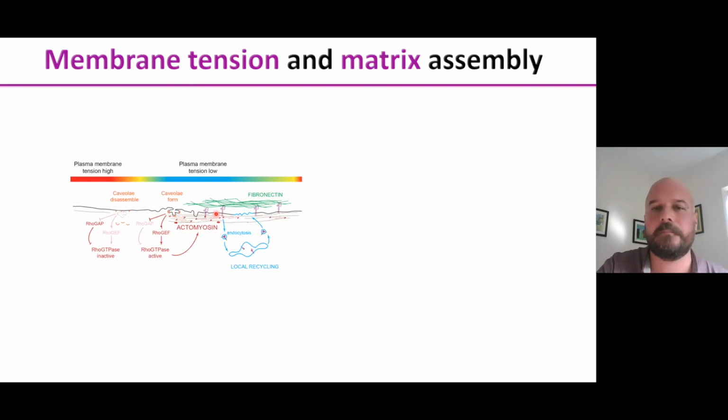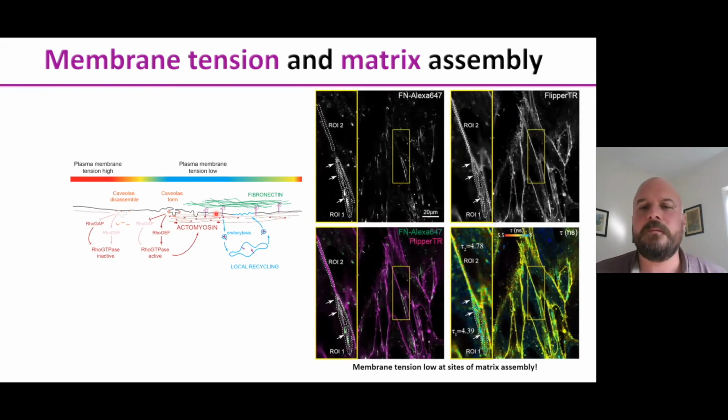So we first of all used FLIPper-TR to try and understand if there are differences in membrane tension in CAFs that are assembling matrix. So here in the top left, you can see cells assembling a far red labeled fibronectin that we've given them on their surface. And you can see regions of fibronectin fibrillogenesis, such as this one here, and other regions where there's no assembly of that matrix.